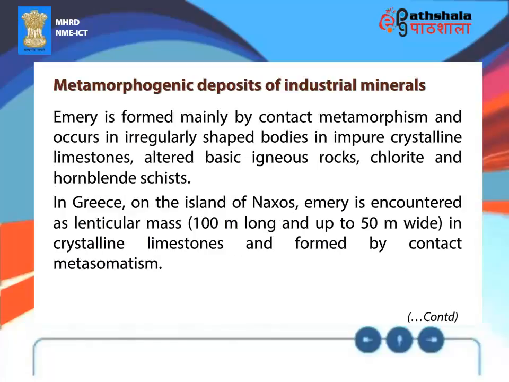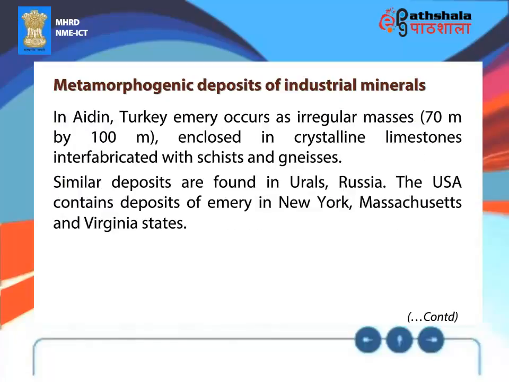Emery is formed mainly by contact metamorphism and occurs in irregularly shaped bodies in impure crystalline limestones, altered basic igneous rocks, chlorite, and hornblende schists. In Greece, on the island of Naxos, emery is encountered as lenticular masses, 100 meters long and up to 50 meters wide, in crystalline limestones and formed by contact metasomatism. In Aydin, Turkey, emery occurs as irregular masses, 70 meters by 100 meters, enclosed in crystalline limestones, interfingered with schists and gneisses. Similar deposits are found in Urals, Russia.